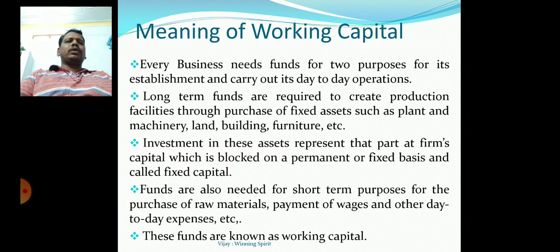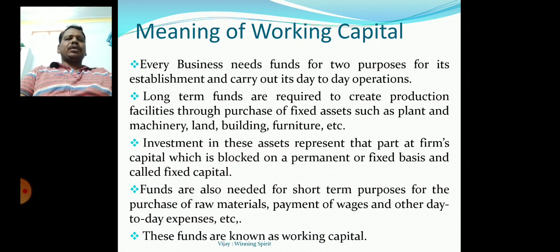Long-term funds are required to create production facilities through purchase of fixed assets such as plant and machinery, land, building, furniture, etc. Investment in these assets represents that part of the firm's capital which is blocked on a permanent or fixed basis, which is called fixed capital. It means we can categorize the capital of a firm into two: fixed capital and fluctuating capital. Fixed capital is the investment made on the fixed assets of a business concern, which yields benefit in the long run.